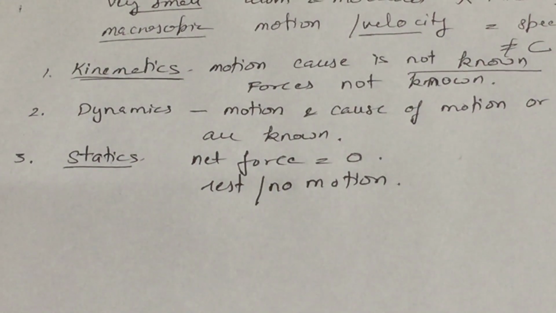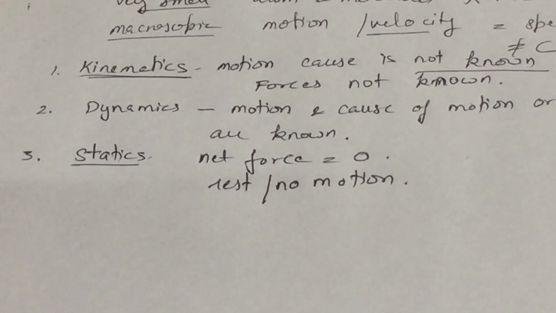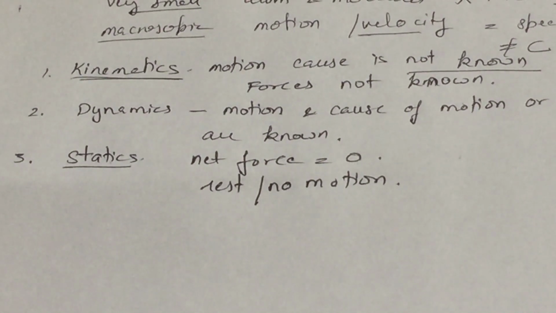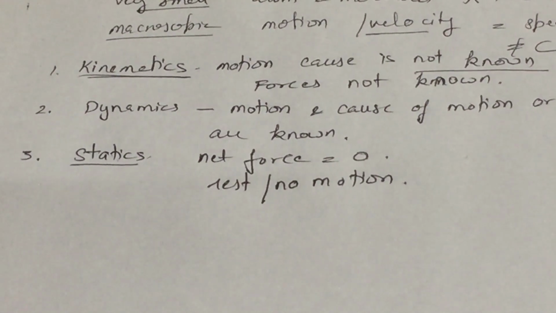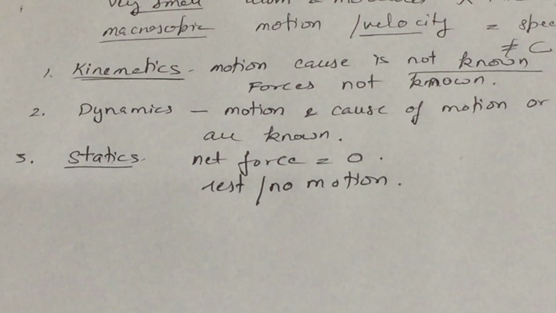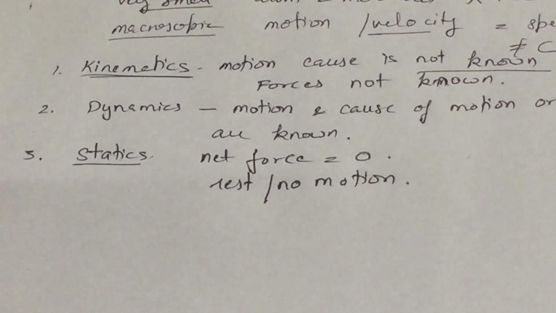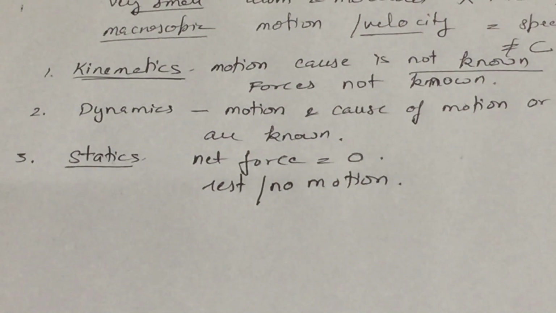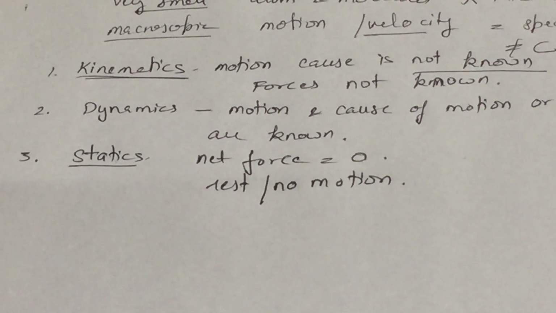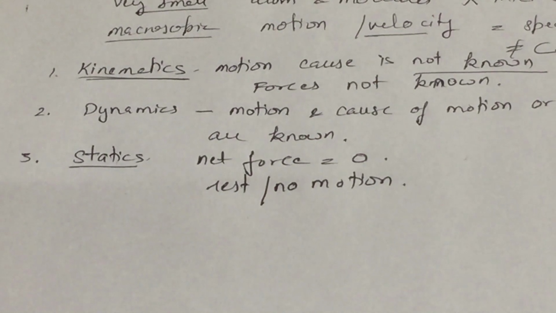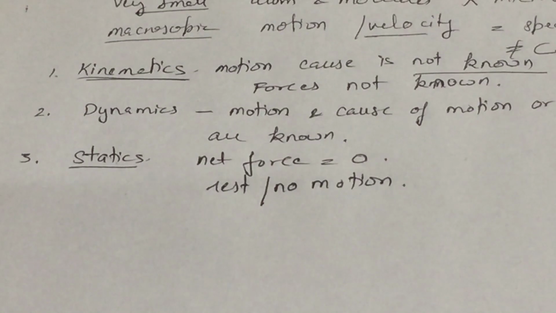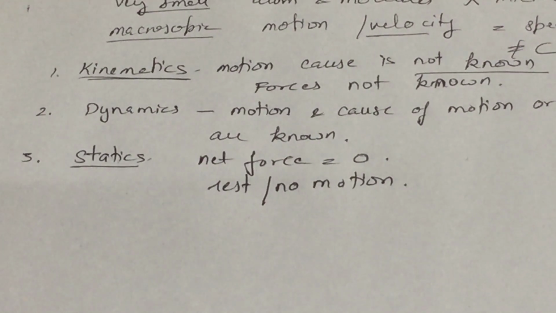Here there are three branches. One is kinematics, where the system and the particle are in motion but the cause behind the motion is not known. The second is dynamics, where again the system is in motion, the particle is in motion, but the cause behind the motion is known. In the third type of classical mechanics, that is statics, the total net force on the particle or the system is zero, hence the system is at rest or in no motion.